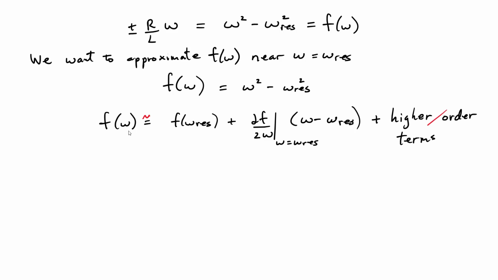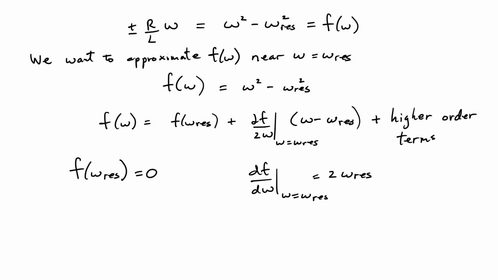So we're not going to include these higher order terms in this calculation, but we have to evaluate all of these. So let's start with this guy. If you substitute omega equals omega res, clearly what you get is 0 right here. You just substitute that into this expression. The next thing we need is to evaluate the derivative of f with respect to omega, and then substitute omega equals omega res in that equation.